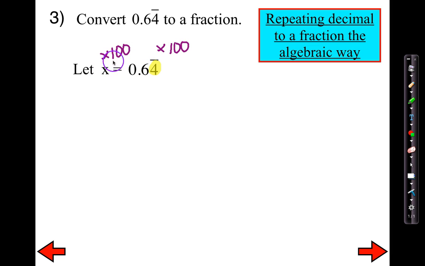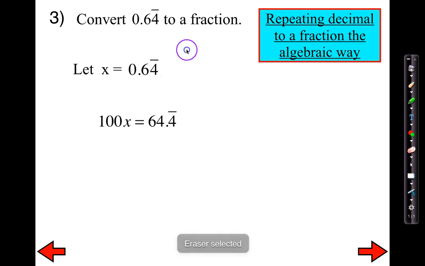By doing that, x times 100 is 100x. And here, multiplying by 100 is going to move my decimal over 2 places to the right. Now notice it's going to be 64, but isn't the 4 supposed to still be repeating? The answer is yes. So that's why I wrote it as 64.4, and the 4 is still repeating, so that's not going to stop.